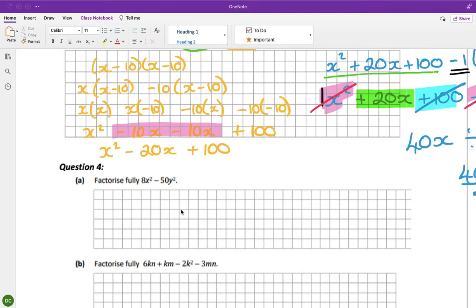Okay, here's another factorise fully. So again, it looks like a difference of 2 squares because you have the square here, you have the square here, and you have the minus in the middle. But if I go back up to my list, 8 and 50 are not on it. So this is another one where you need to do the highest common factor first. I think the highest common factor is 4. So if I do 4 and then I divide by 4, that gives me 2x.